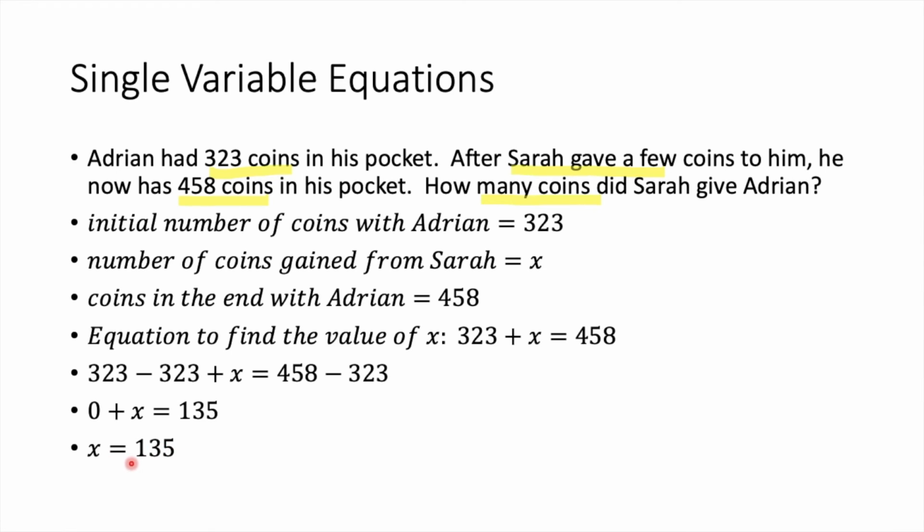We can validate our answer by putting this 135 back into our equation by substituting it for x. So if we put 135 in place of x, we'll get 323 plus 135 is equal to 458. And that's correct. The left hand side is equal to the right hand side, which means that our answer of 135 coins is correct. This means that Sarah gave 135 coins to Adrian, after which Adrian's total coin count increased to 458.